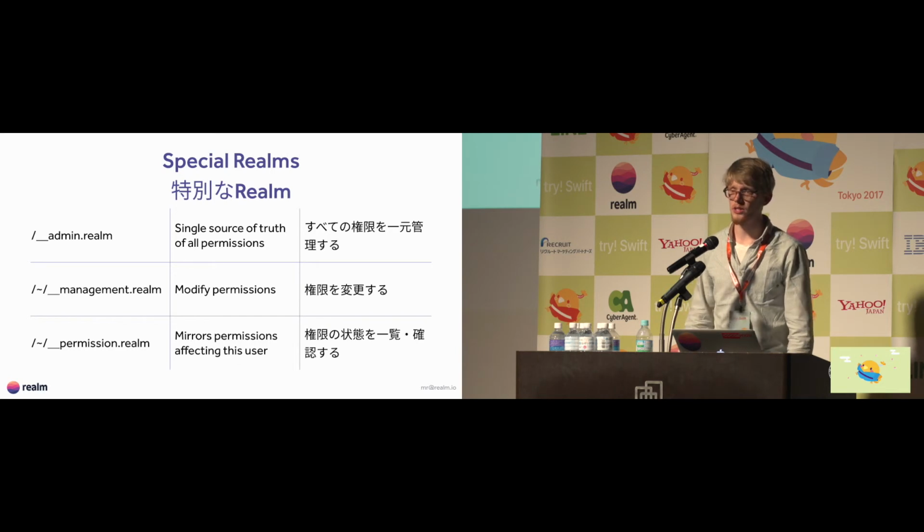Here on the slide, you will see their paths. They are written in a Unix style, like the home directory is written with this tilde. And there is the management ROM and the permission ROM. The management ROM is responsible for making modifications to permissions. You can create permission change objects, permission offer, and permission offer response objects. We will learn about the former in the next step. And the permission ROM allows to mirror permissions affecting the particular user this path is for.